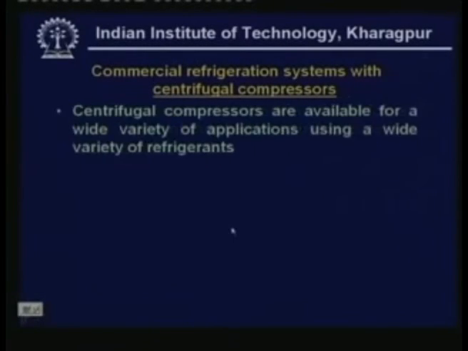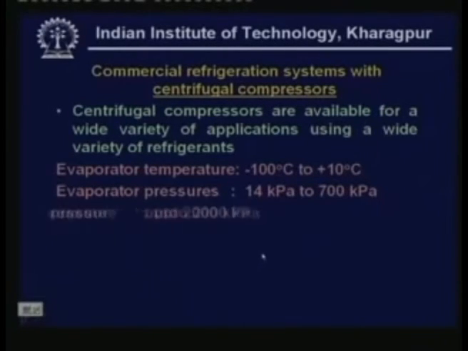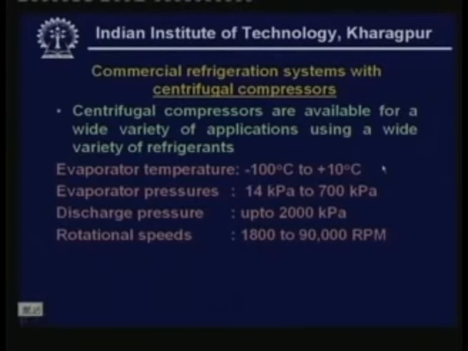Now let us briefly look at commercial refrigerant systems with centrifugal compressors. Centrifugal compressors are available for a wide variety of applications using a wide variety of refrigerants. Okay, and let me show some of the specifications of commercial machines. Normally systems are available for evaporator temperatures varying from -100 degrees to +10 degrees centigrade, very large variation, and the systems are available for evaporator pressures varying from 14 kilopascal to about 700 kilopascal, and the discharge pressures can vary up to 2000 kilopascals, and the rotational speeds can vary anywhere between 1800 rpm to 90,000 rpm.